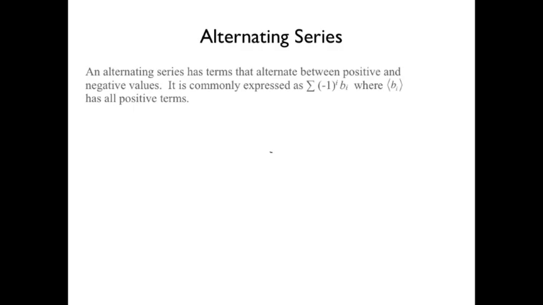So an alternating series has terms that alternate between positive and negative values. So we can express that as negative 1 to the i, or negative 1 to the i plus 1, times b_i, where the sequence b_i is all positive, right? So we've got a sequence that's all positive, and then we put this negative 1 to the i on it, which makes the terms alternate. Positive, negative, positive, negative, positive, negative.